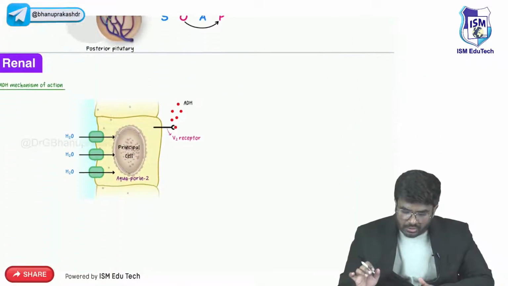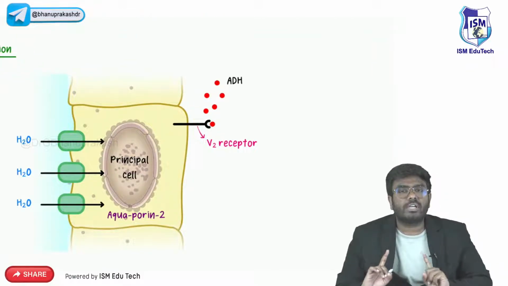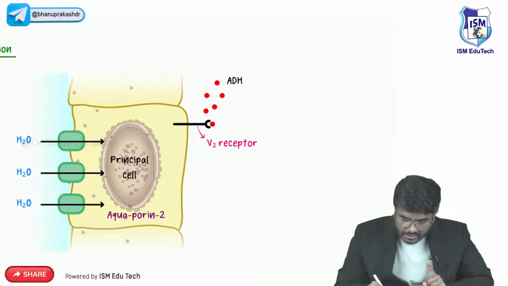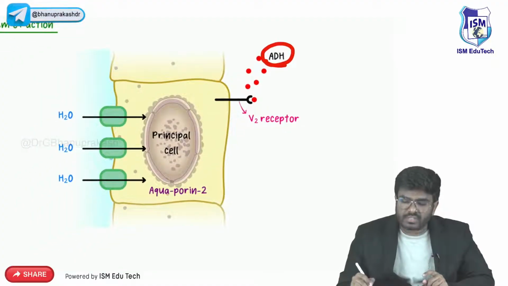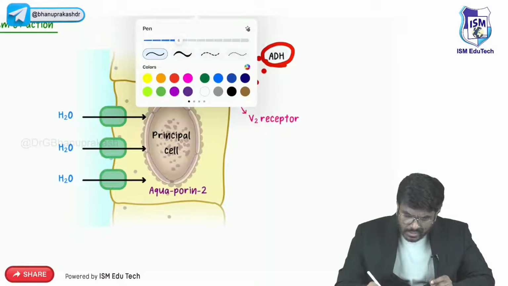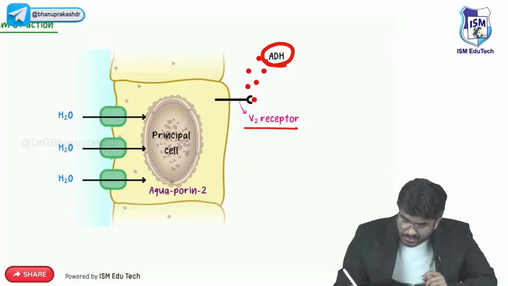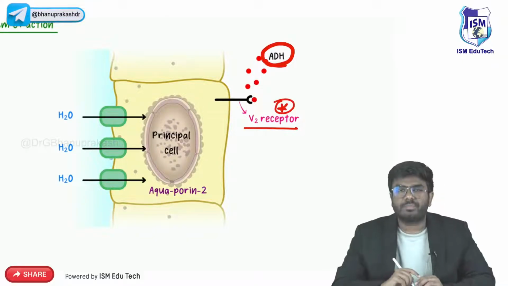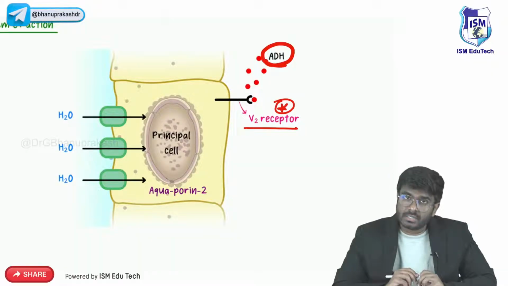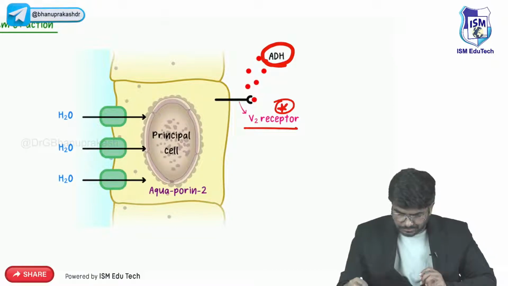Now, after aldosterone, let's discuss the antidiuretic hormone. Aldosterone and antidiuretic hormone are absolutely different; they are not at all related. This antidiuretic hormone is released from the posterior pituitary. It acts on the V2 receptors. Don't forget, when antidiuretic hormone acts on the V2 receptors, it uses cAMP as the secondary messenger.